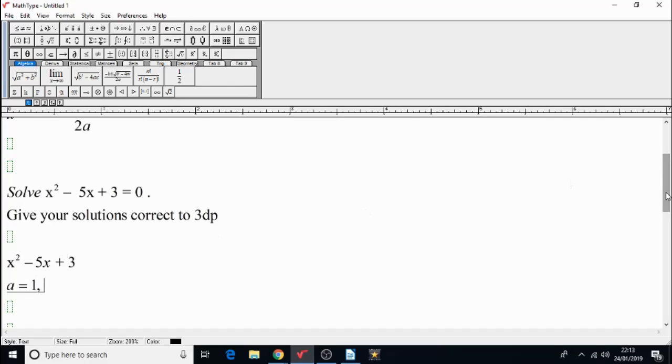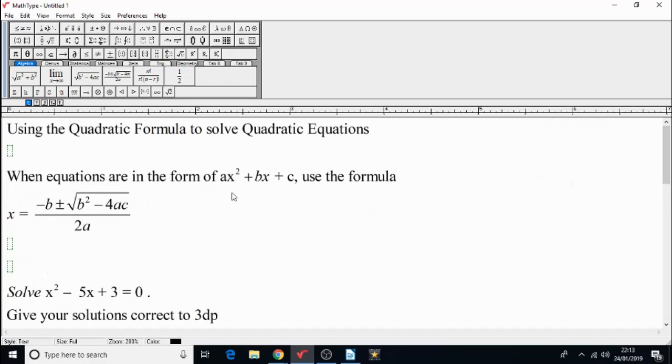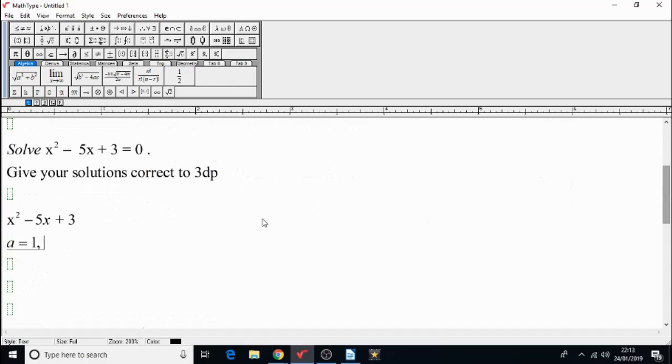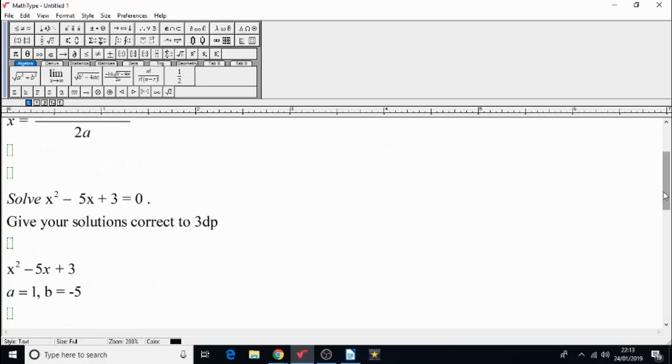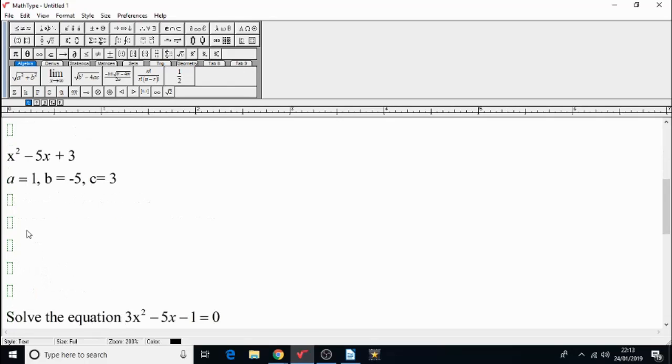b, in the form of plus bx, because it's minus 5x, b will equal minus 5. And because the equation also says plus c, c is equal to 3. So now you've got your a, b, and c values, and now you can put them into the quadratic formula.